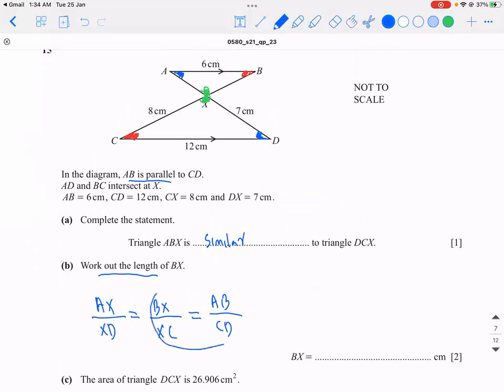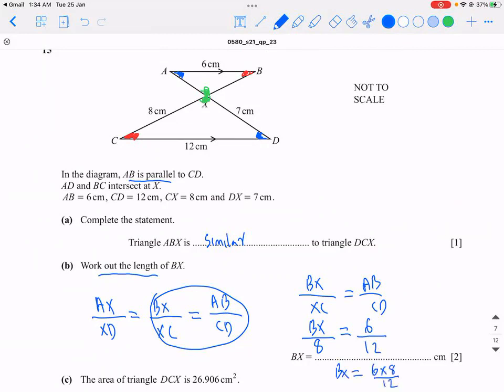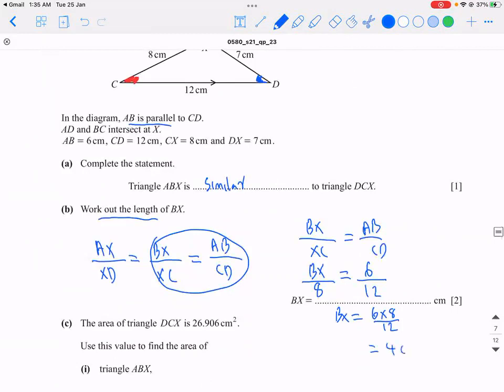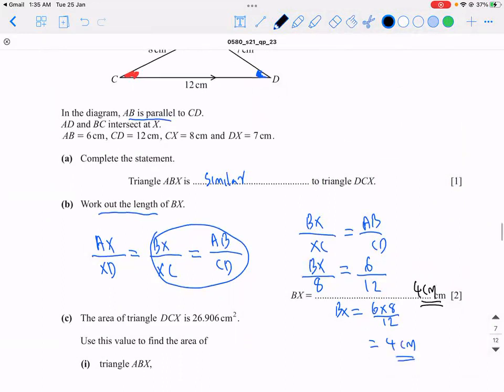So if I'm taking this part, BX over XC is equal to AB over CD. BX is unknown, but XC is what? XC is 8, right? And what is AB? AB is 6. And what is CD? CD is 12. So if you make BX the subject, it is 6 times 8 over 12. So what is our answer? It has to be 4 centimeters. The answer for this question is 4 centimeters. So we applied the property of similar triangles.